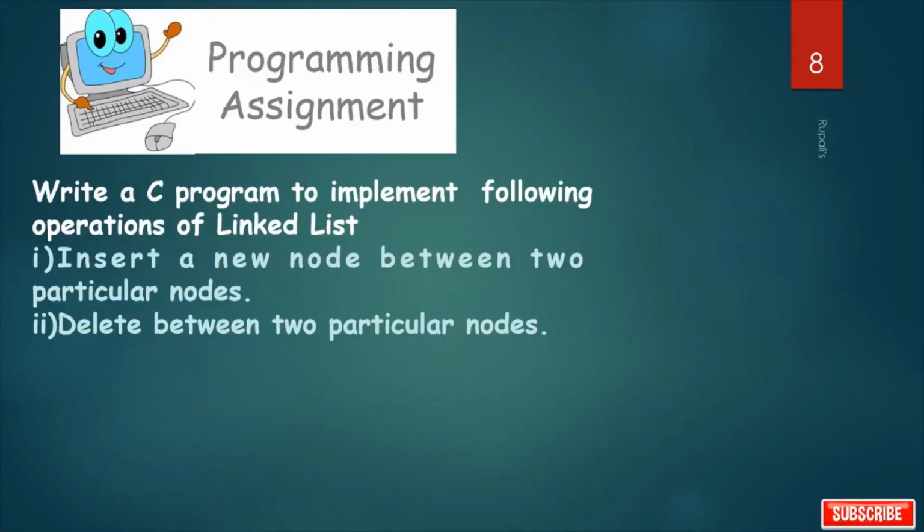So this is your programming assignment. Write a C program to implement the following operations of a linked list: insert a new node between two particular nodes and delete between two particular nodes.